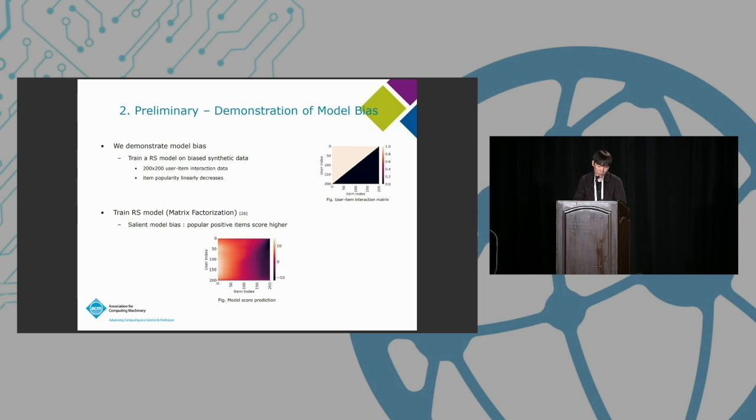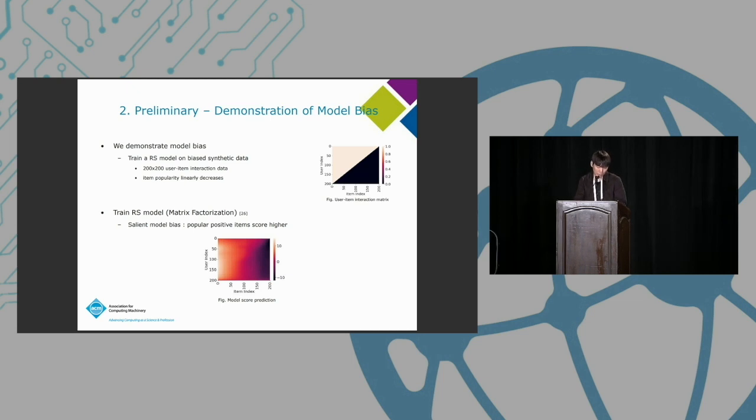Next, we demonstrate model bias and how it can occur. We train the RS model on biased synthetic data. We design a 200 by 200 user-item interaction data where the item popularity is linearly skewed. The figure on the right shows the synthetic data in matrix form. The row corresponds to user and the column corresponds to item. The white triangle shows the items the user consumed. We can see the item popularity decreases as item index increases. So item index 0 is consumed by everybody, and as the index increases, the popularity decreases.